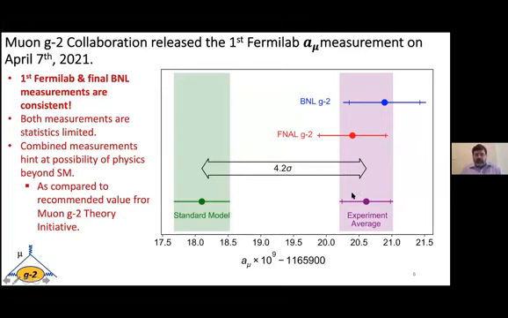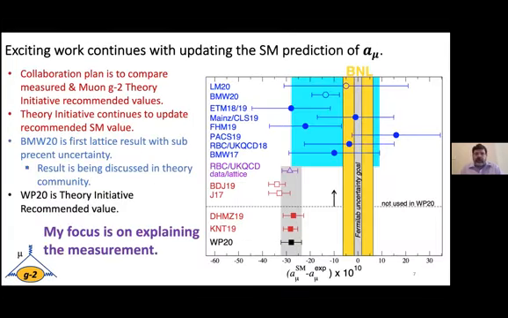And so if you combine both of the measurements together, you get this here. And when you compare it to the standard model prediction from the recommended value from the Muon G-2 theory initiative, you end up with this interesting 4.2 standard deviation difference between the standard model prediction and the measured value. So as you can imagine, there's a lot of exciting work going on with people updating the standard model prediction of the muon anomaly.